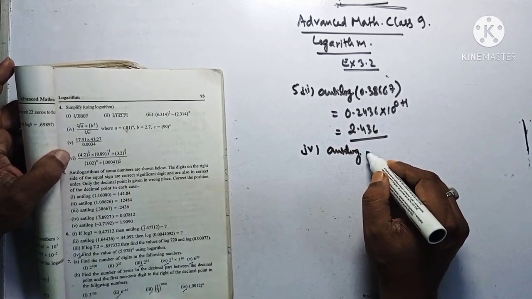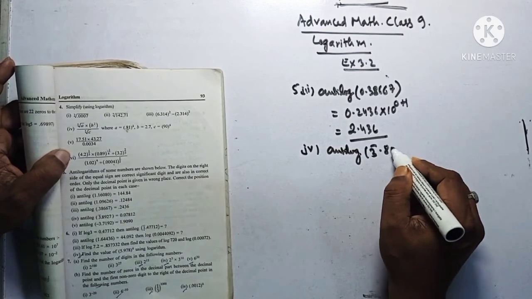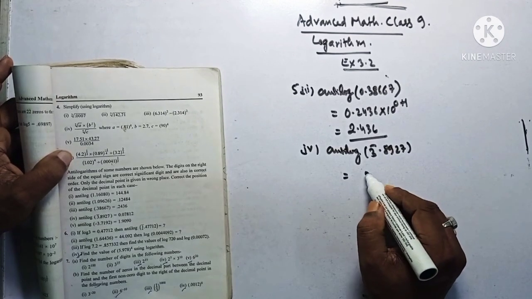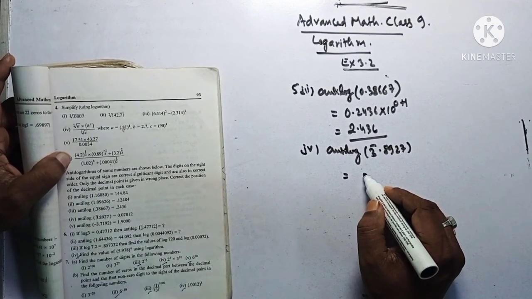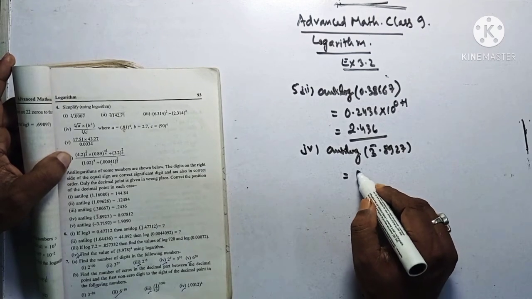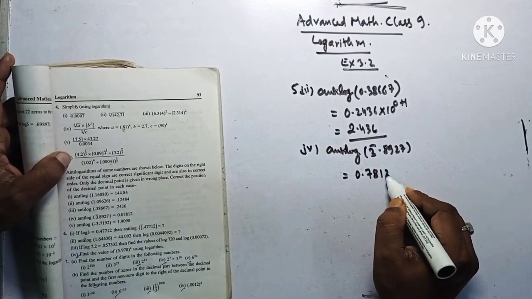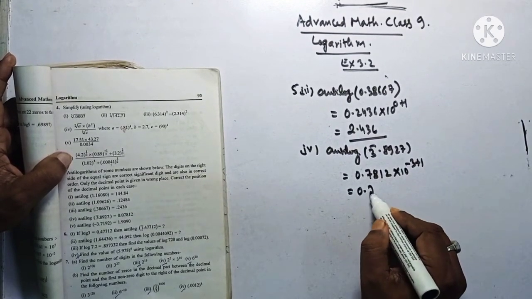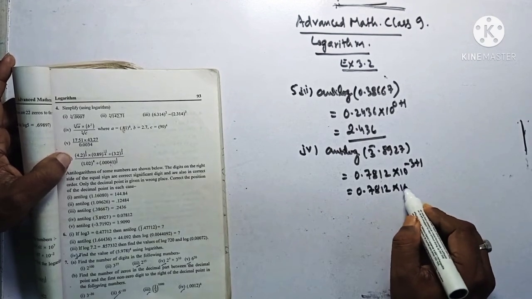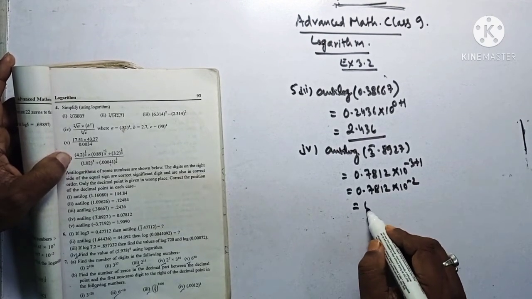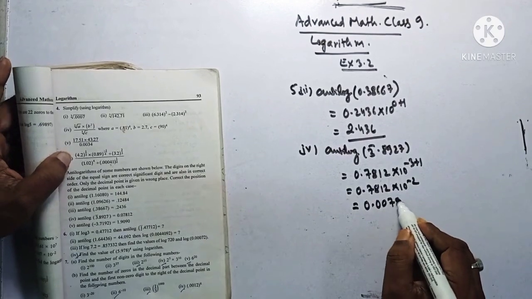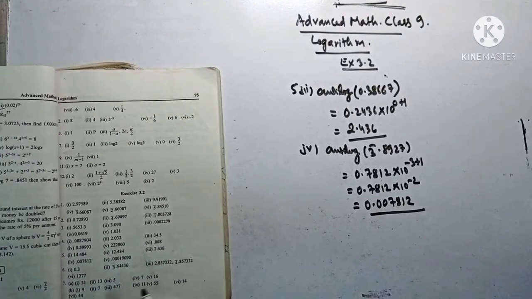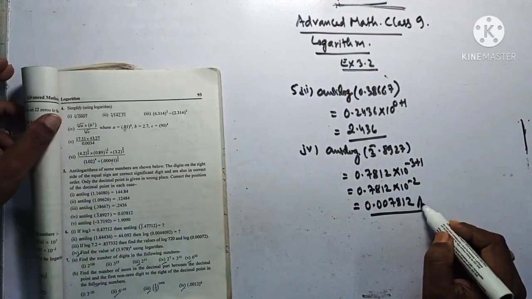Now your fourth question, that is anti-log 3 bar 0.8927. So how much was this result? It was 0.7812 into 10 to the power of minus 3 plus 1. So 0.7812 into 10 to the power of minus 2. So this must be 0.007812. This must be your answer. So let me check the answer. This is your answer.